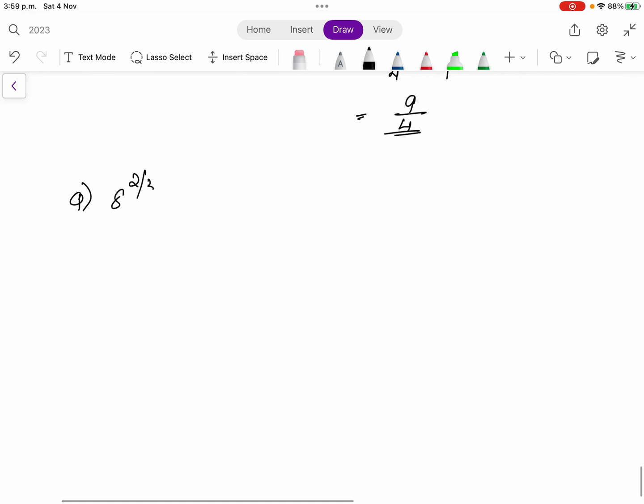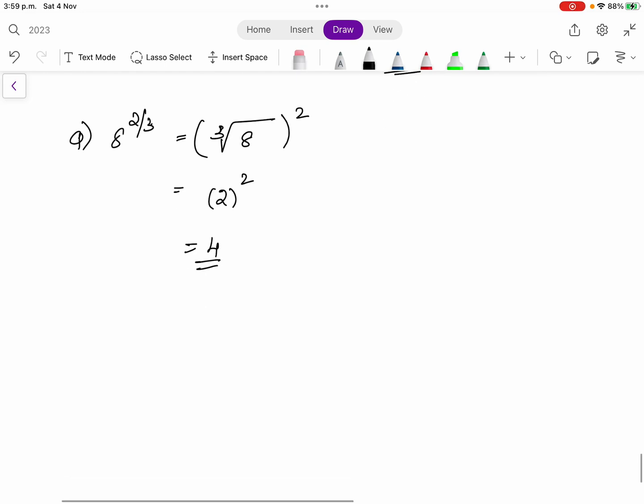8 to the power of 2 over 3 needs to be written with 3 coming here. So 3, cube root of 8 squared. So cube root of 8 is 2, squared, which is equal to 4.